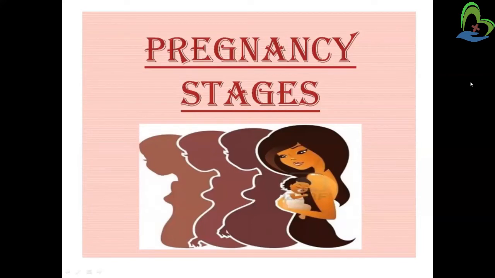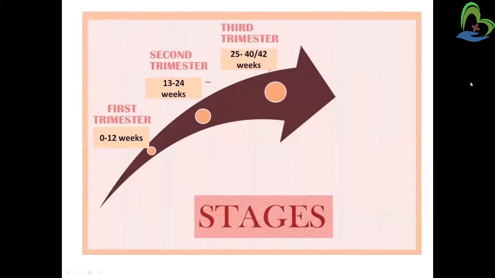Now the stages of pregnancy. The stages of pregnancy are divided into three parts: first trimester, second trimester, and third trimester. The first trimester is about 0 to 12 weeks. The second trimester is about 13 to 24 weeks. And the third trimester is 25 weeks till delivery, or 40 to 42 weeks.